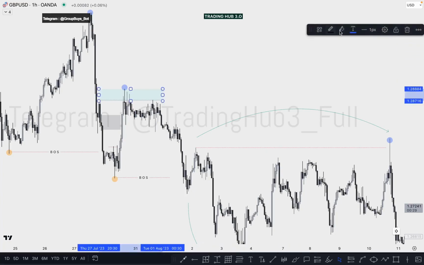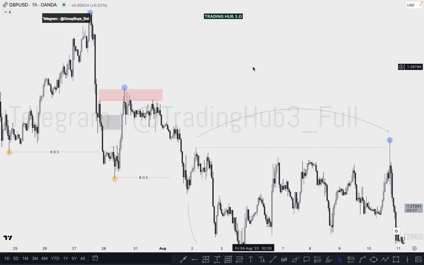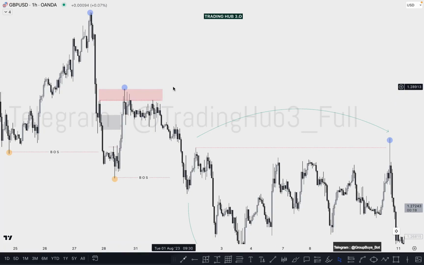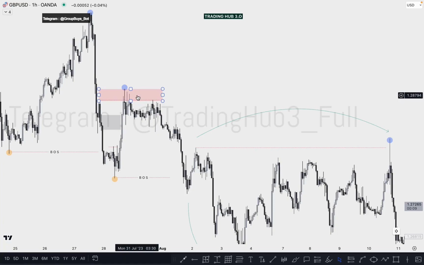So this one becomes our hidden supply zone, right? You have to identify the previous pullback here and draw something like this. And when you switch to a lower time frame, like this is a 1 hour time frame, when you switch to a 5-minute time frame, then you will see an unmitigated order block in this zone, right? This is the first scenario when you can mark your hidden POI, demand or supply zone.